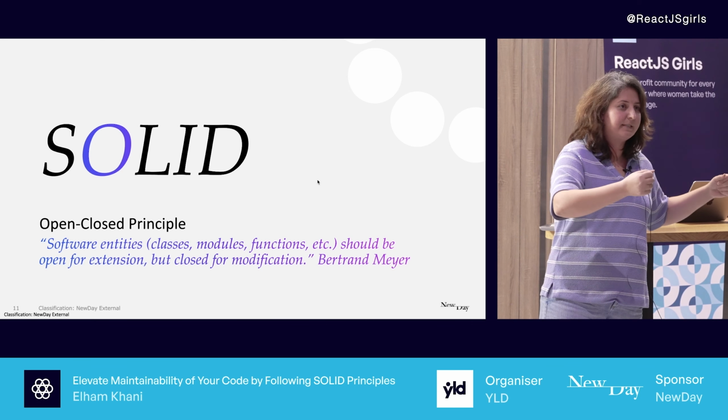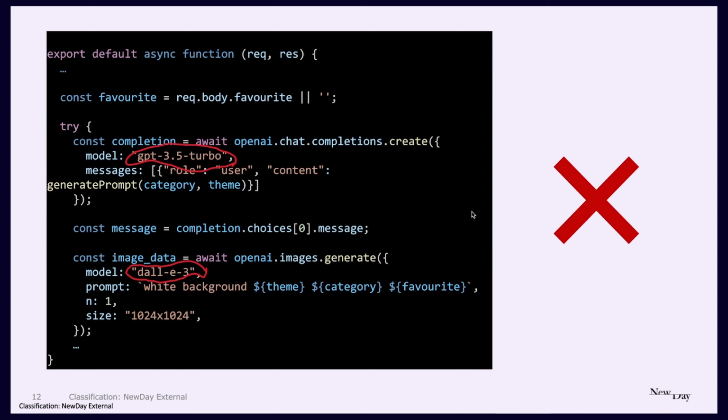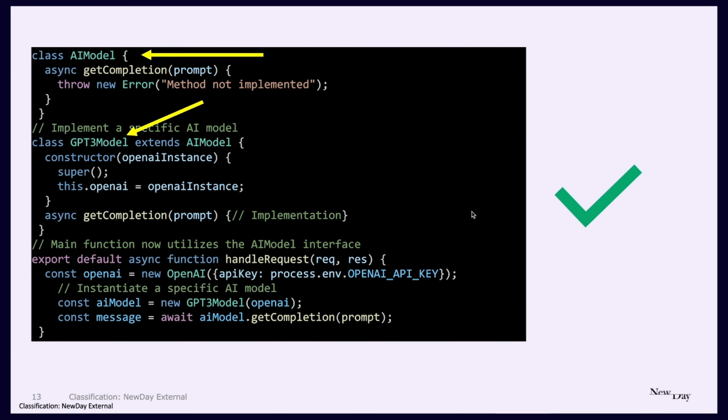It is open to extension without need for modification. So let's look at my code. I have these two models, using GPT-3 and DALL-E 3. What if I want to use DALL-E 2? I need to change my code. What's going to happen? I'm going to lose DALL-E 3. So this is not extension. This is modification. How can I solve it?